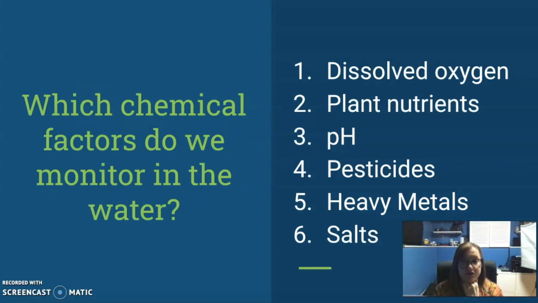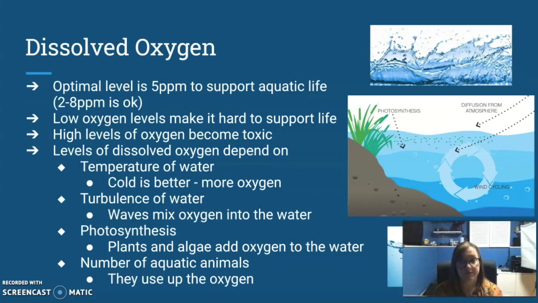Which chemical factors do we monitor in the water? So we monitor dissolved oxygen, plant nutrients, pH, pesticides, heavy metals, and salts. So let's start with dissolved oxygen. Dissolved oxygen has an optimal amount of about 5 parts per million to support aquatic life. You can have 2 to 8 parts per million, but the best is about 5.